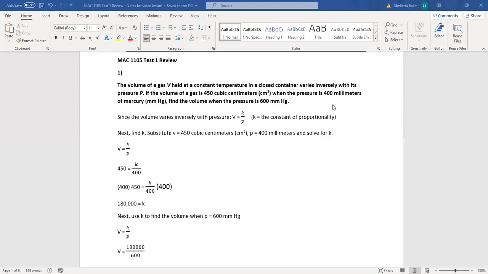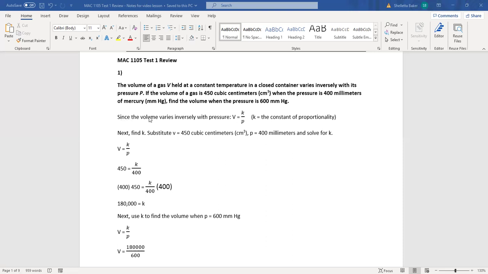All right, this is your test one review for MAC 1105. Question number one: the volume of a gas V is held at constant temperature in a closed container and it varies inversely with its pressure P. If the volume of the gas is 450 cubic centimeters when pressure is 400 millimeters of mercury, find the volume when the pressure is 600 millimeters.